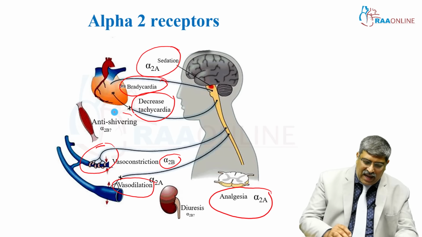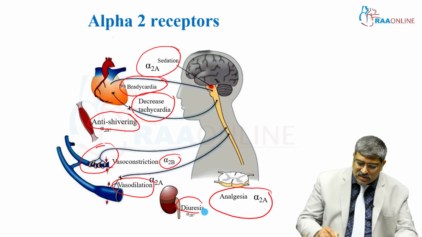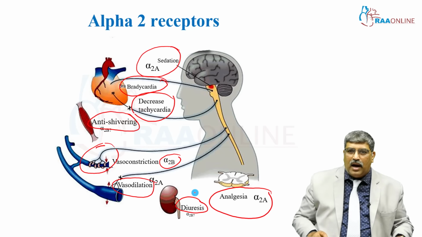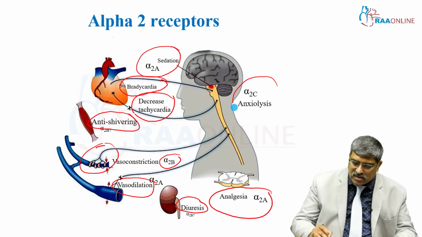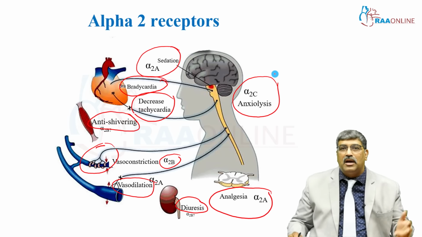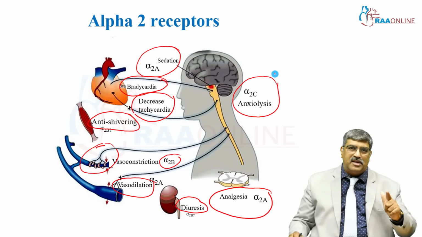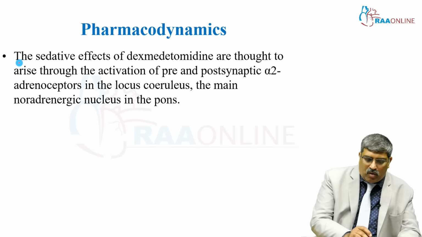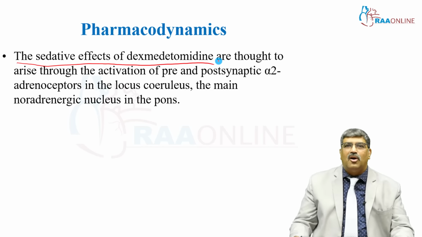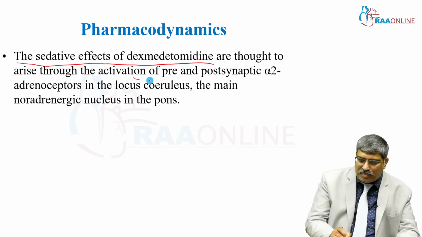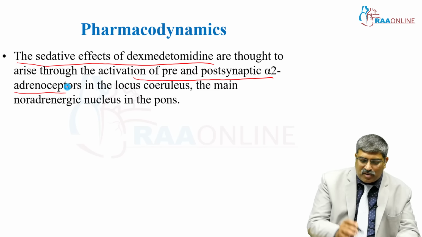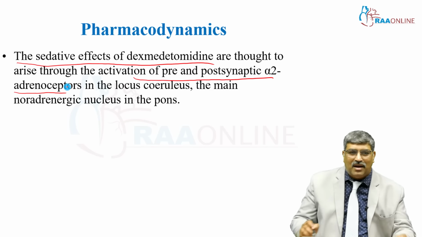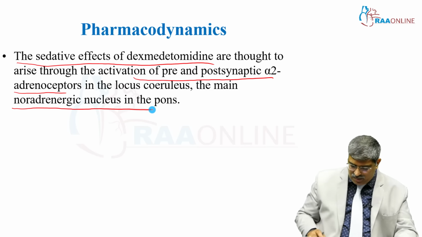Apart from that, anti-shivering and diuresis are thought to be mediated by alpha-2B. And finally, for anxiolysis, alpha-2A plays a role, and alpha-2C also plays a role. The sedative effect of dexmedetomidine is through activation of pre and postsynaptic alpha-2 adrenoreceptors in the locus coeruleus, the main noradrenergic nucleus in the pons.